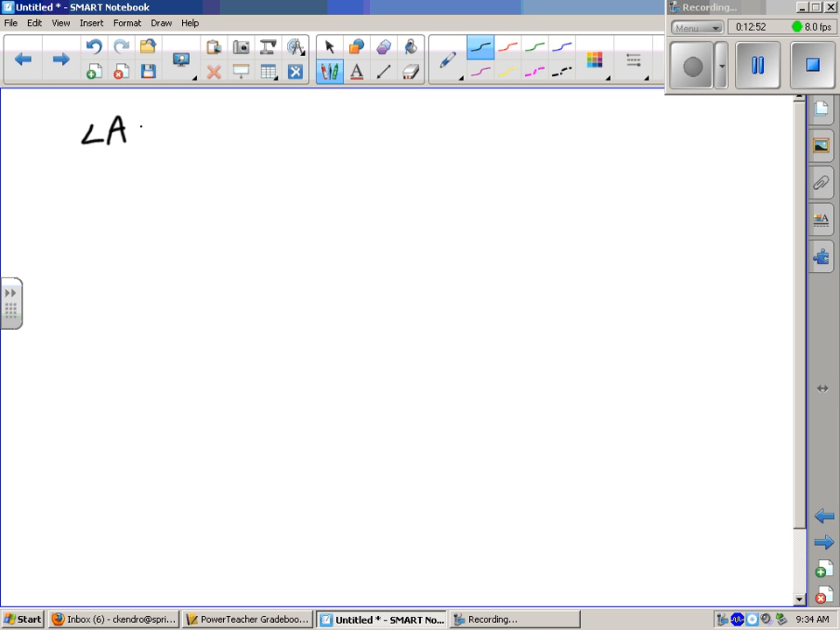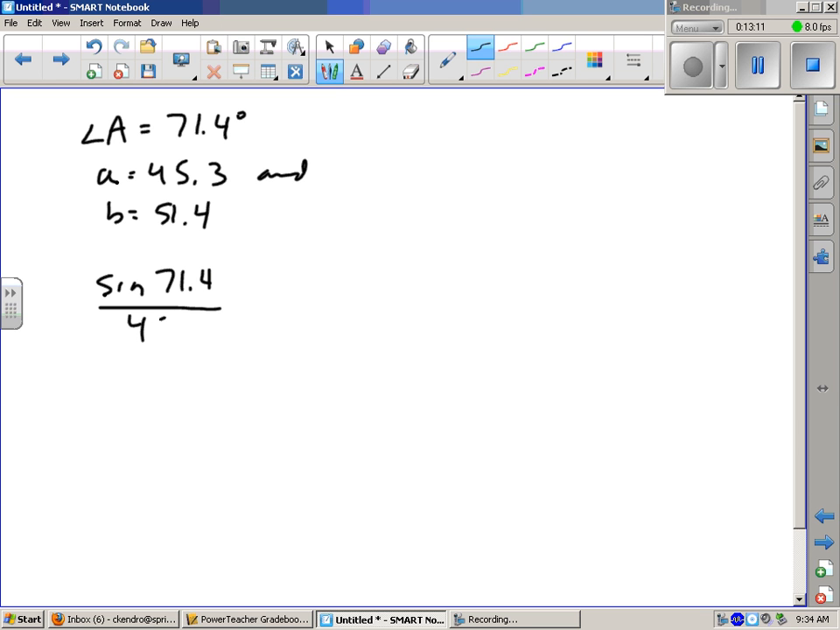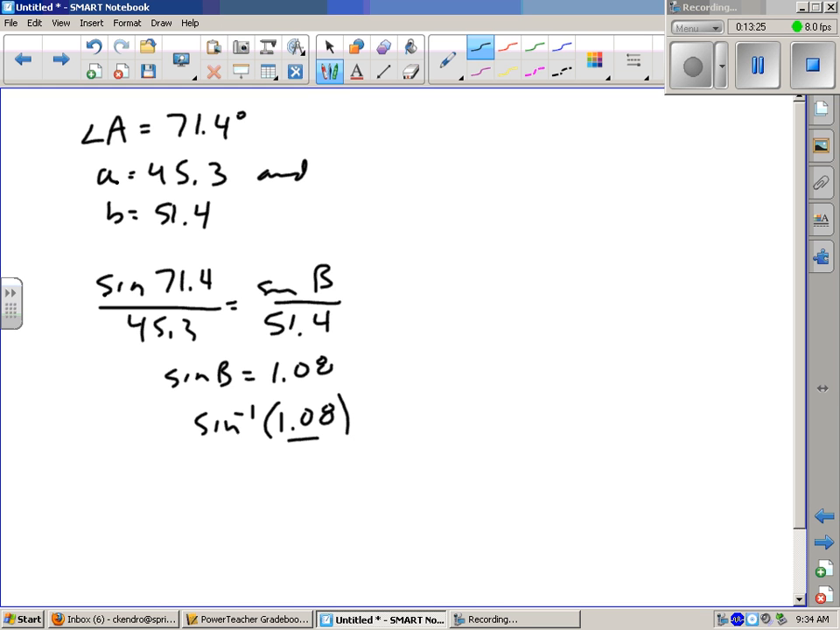All right, one more little thing. Let's say I have angle A is 71.4, little a is 45.3, and little b is 51.4. Let's say you're supposed to solve and you go right into the law of sines. So sine of A over a, 45.3. Sine of B over little b is 51.4. Cross multiply, you get sine of B is 1.08. Then you try to do the inverse sine of 1.08. But because this is bigger than 1, you're going to get an error. Okay, what that means is there is no triangle.